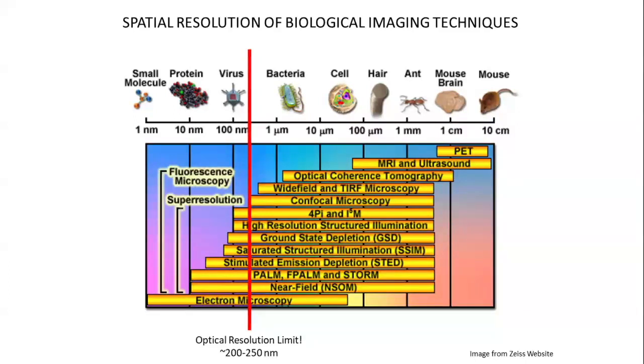So super resolution microscopy is interesting because we're trying to push down with resolution, but maintaining the real advantages, particularly of fluorescence microscopy, which is specificity. So we know what molecules or things we're actually looking at.